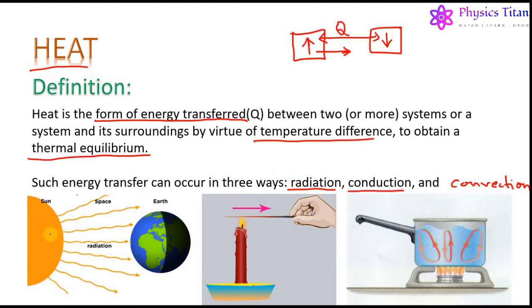Now in radiation, the heat energy is transferred through the space between two objects. That is, no physical contact between two objects or a system of objects is required for this type of energy transfer. And it is the radiation only by which the heat energy from the sun reaches the earth through the space in between them. The second form of energy transfer is conduction.